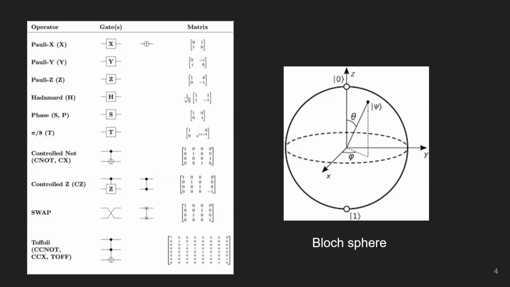Due to the Bloch sphere. So the Bloch sphere gets weird in higher dimensions. The Bloch sphere represents here just 1 qubit.